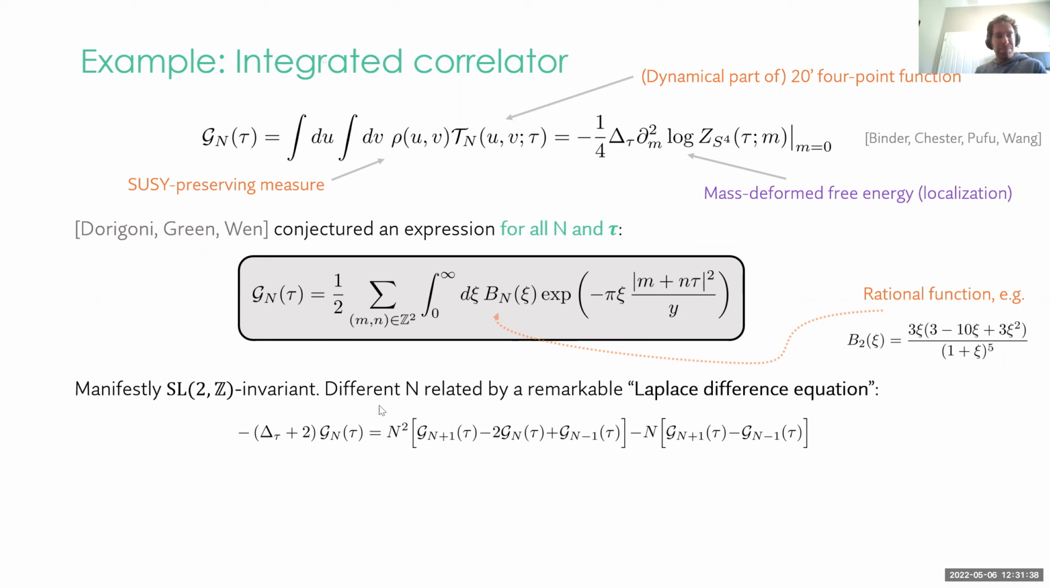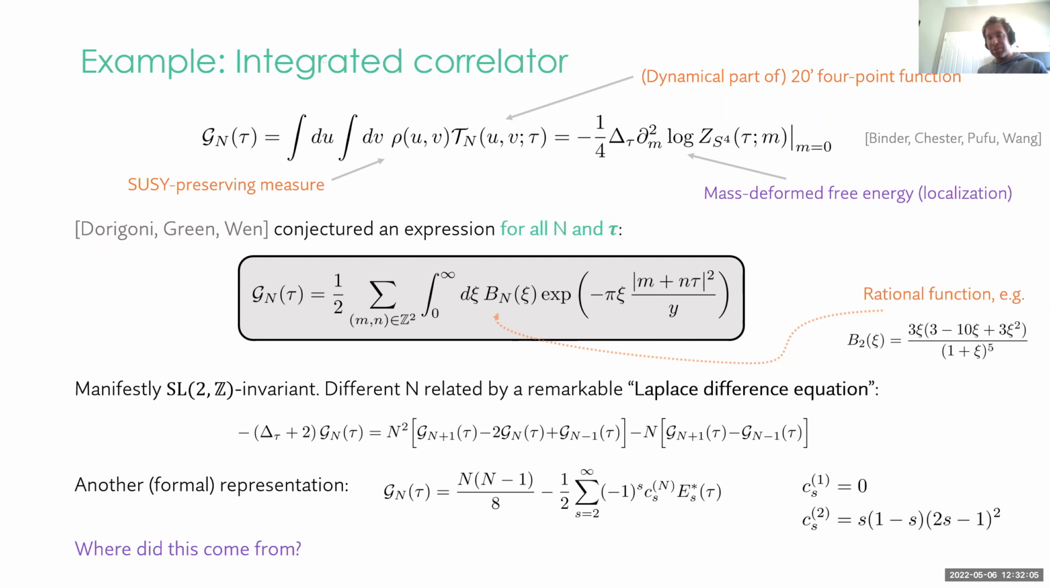So what does that mean? The action of the Laplacian on this thing can be rewritten in terms of a linear combination of the same thing where the value of N is shifted appropriately. So given the SU(2) answer and the boundary condition that the SU(1) theory is trivial, you can actually get all higher N just from SU(2) by using this relation. So it's a very nice object, the integrated correlator.